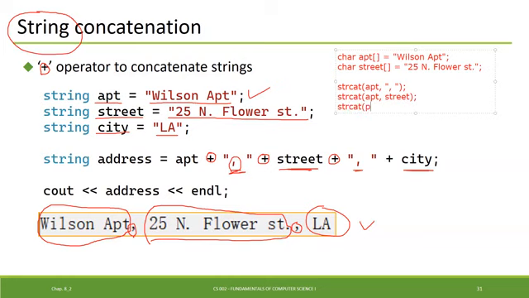strcat apt, and I want to add another comma. You can do this, okay? Then apt, comma, street name, comma, something like that. So if you use a C string, you must concatenate this way, strcat. However, with string, it is much simpler, right? Just use the plus operator, okay? Any question about the string concatenation? Okay, then.